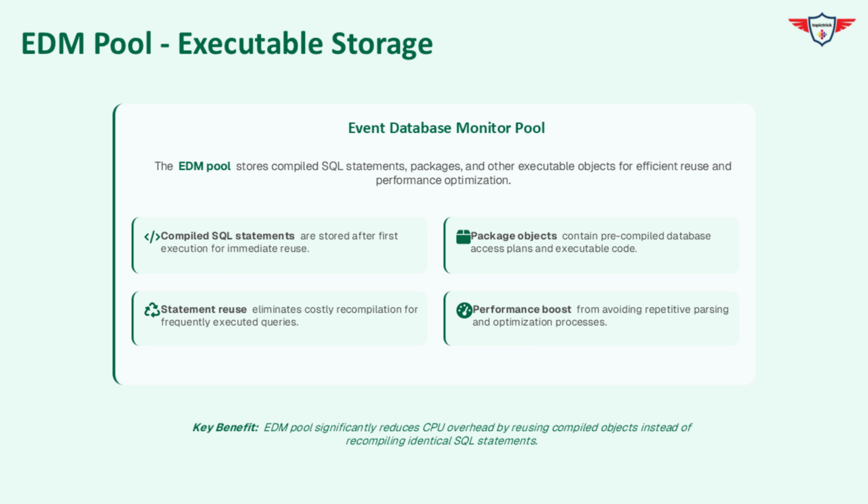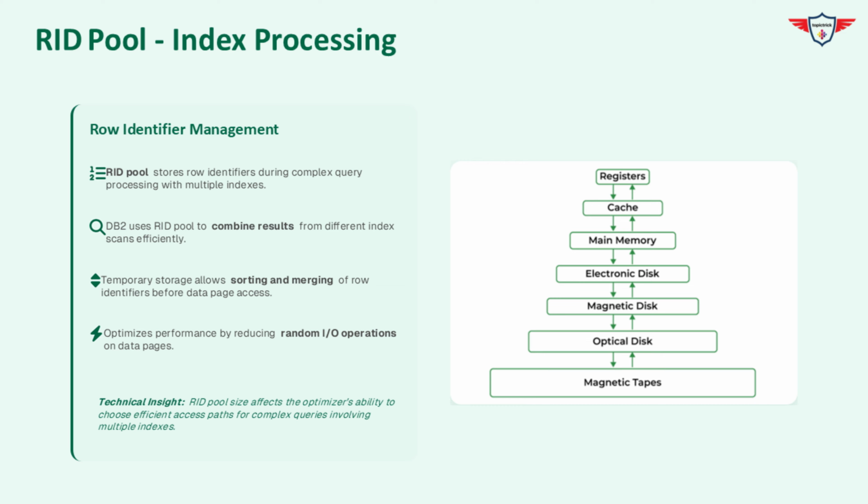Now let's discuss the RID pool, which handles row identity processing. This might sound technical, but it's actually solving a very practical problem in query optimization. When DB2 processes complex queries that involve multiple indexes, it needs a smart way to combine the results from different index scans before accessing the actual data pages.